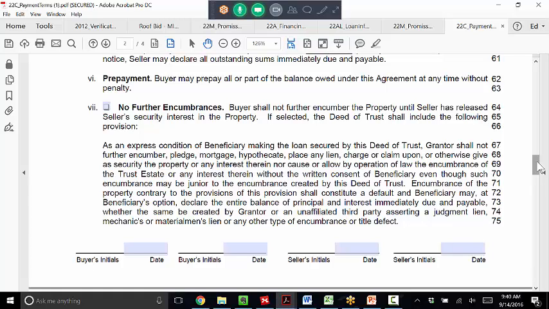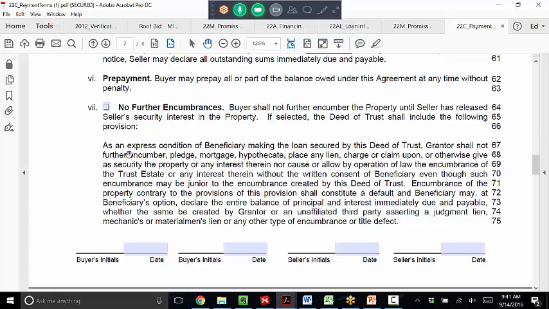Paragraph 7. No further encumbrances. Buyer shall not further encumber the property until seller has released seller's security interest in the property. So in our example, Doris is buying my house. Her interest is in second position. She couldn't go out and get a line of credit from BECU or something and have it go behind her in third position. BECU would never do it. It's also not allowed under this agreement.